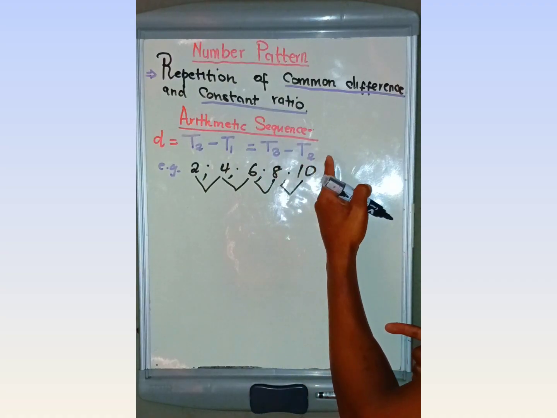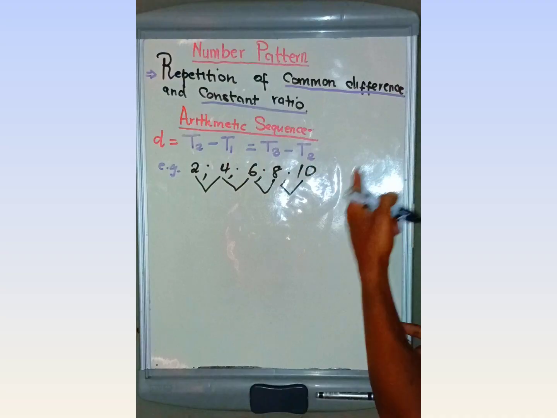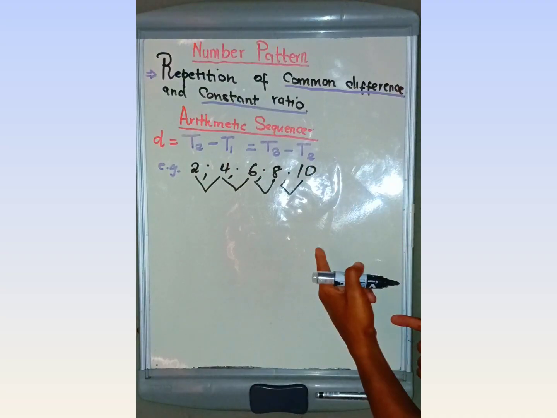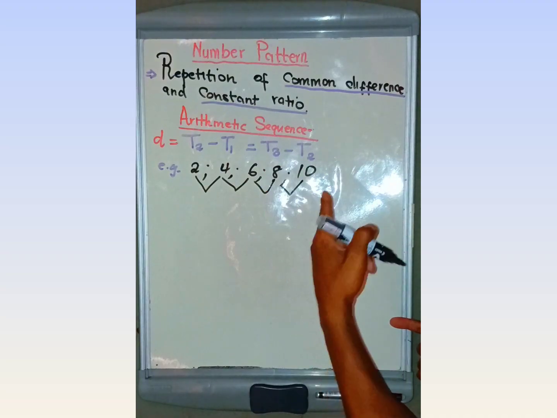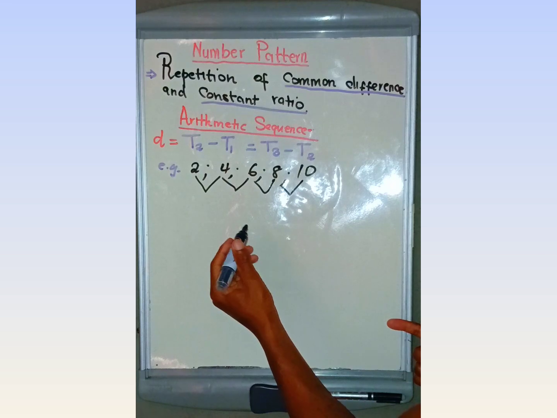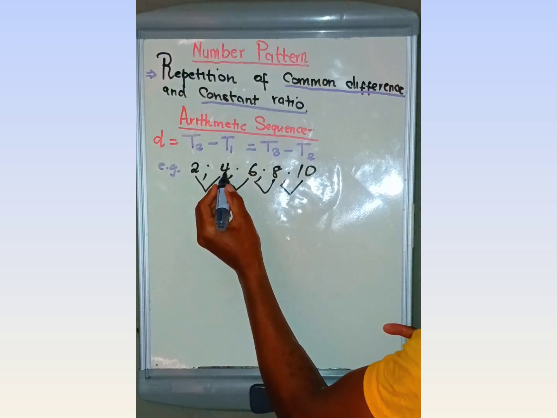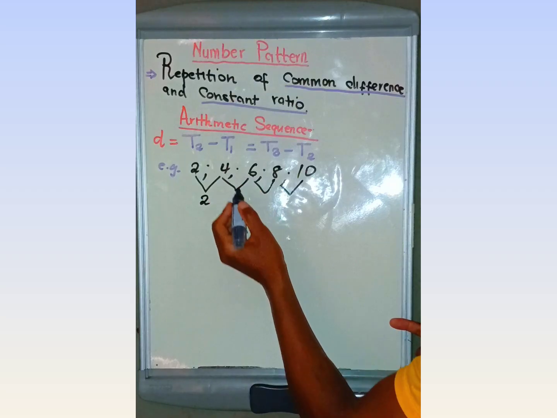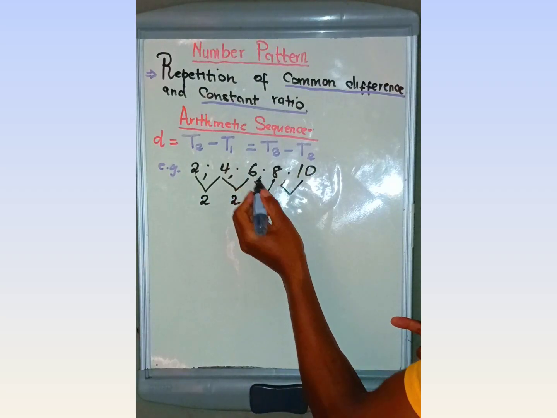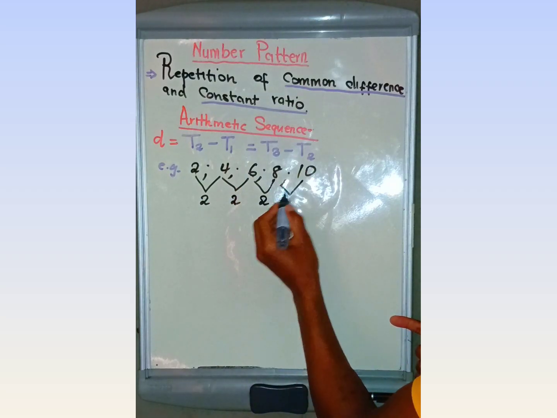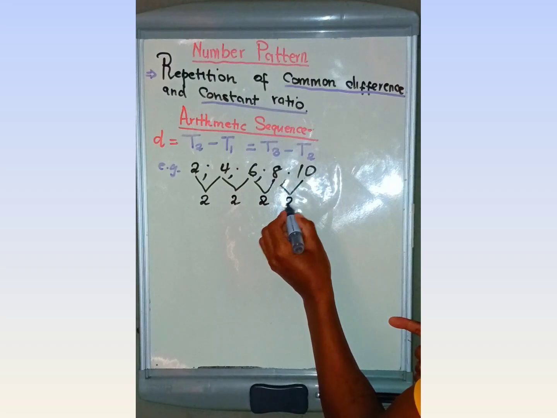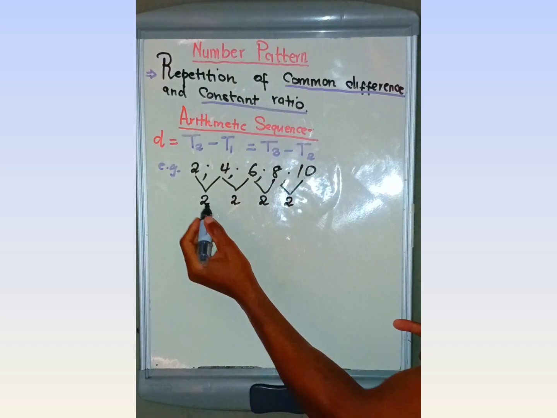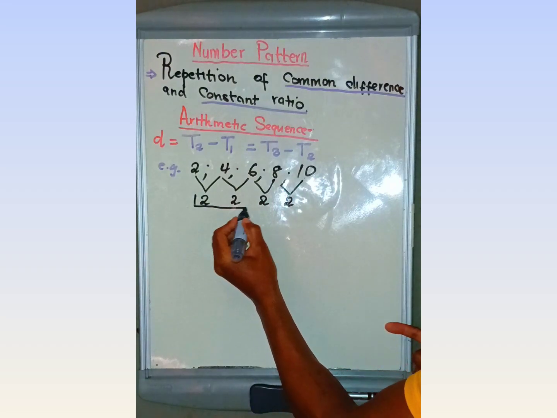Term 3 minus term 2, and also term 4 minus term 3, must be equal to term 5 minus term 4. This is a repetition of a common difference. 4 minus 2 equals 2. 6 minus 4 equals 2. 8 minus 6 equals 2. 10 minus 8 equals 2. This is a common difference.